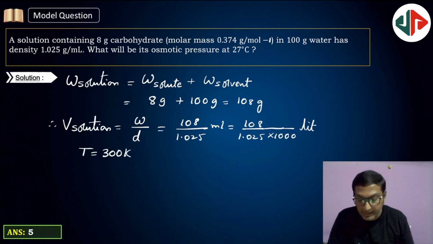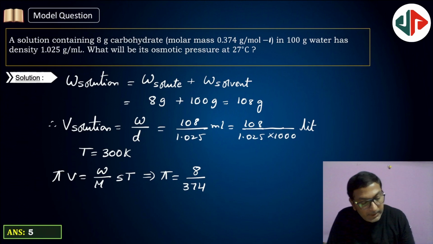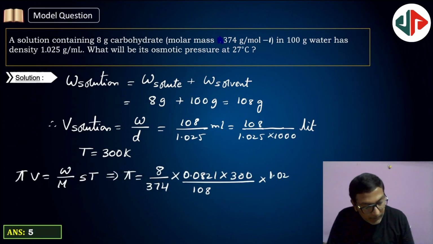Next, temperature is given as 27 degrees centigrade, that is 300 kelvins. So here pi V equal to W by M into ST. So from this you can find pi, osmotic pressure, equal to weight 8 by molecular weight 374, molar mass 374 grams, into S value 0.081, solution constant value, into 300 temperature, divided by 108, into 1.025 into 1000. This is total value.